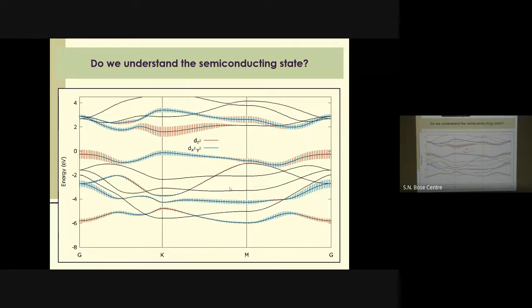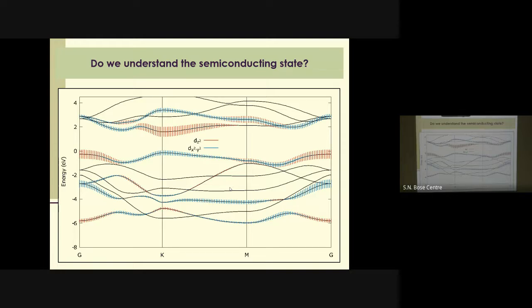So immediately what you see is that, if that simple picture that I presented earlier was to be true, then once you have a band formation, the entire band should have dz squared character. Okay, and the next highest band would have been a combination of dx squared minus y squared and dxy. However, the picture seems to be deviating even from such a simple thing. What you have is that over here you have the dz squared character contributing, whereas over here you have the dx squared minus y squared in this region.